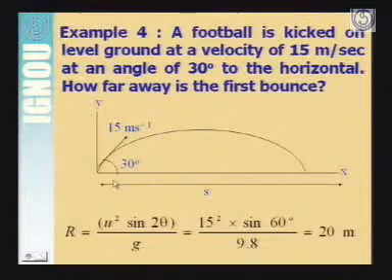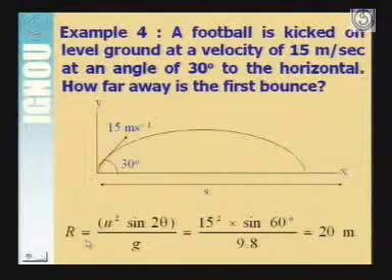So R is equal to u square sine 2 theta by g. u is given, 15 meter per second, and theta is 30 degree. So we can substitute the values of u and theta, and g is of course known, 9.8 meter per second square. We can get the range, that means this horizontal displacement when it is coming back to the ground. So R is 20 meter.